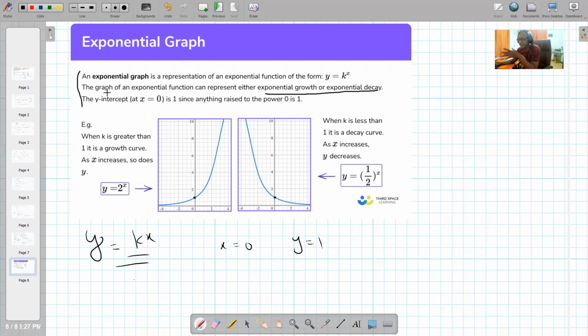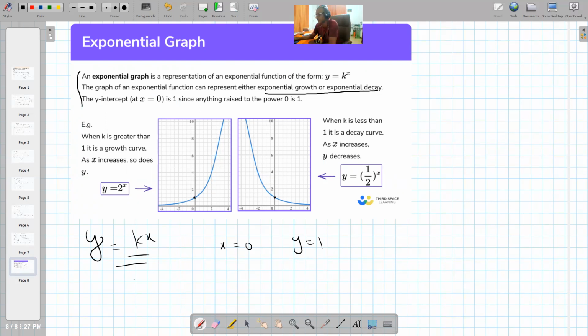An exponential graph is a representation of an exponential function of the form y is equal to k to the power of x. The graph of an exponential function can represent either exponential growth or exponential decay. Which one is growth and which is decay? For y is equal to k to the power of x, if k is greater than 1, we call it growth. If k is less than 1, we call it decay.